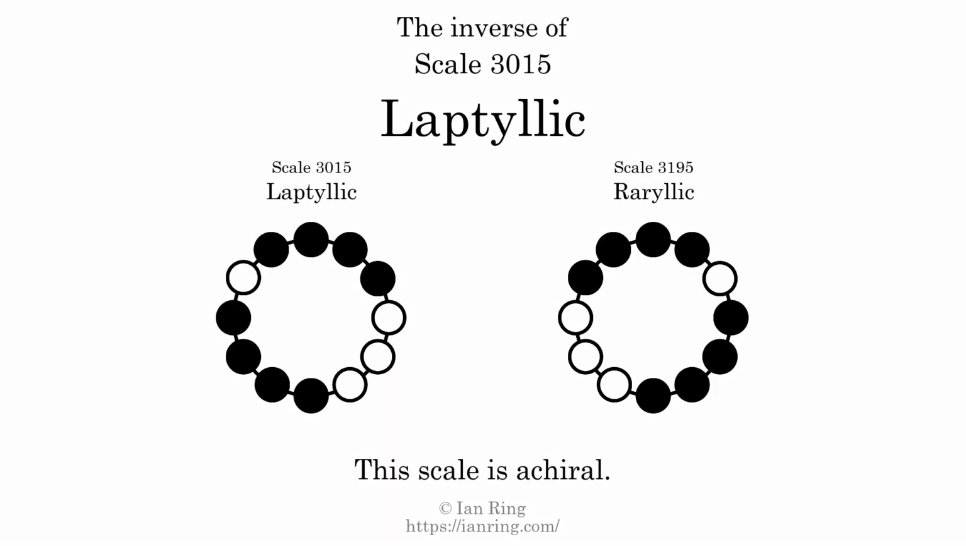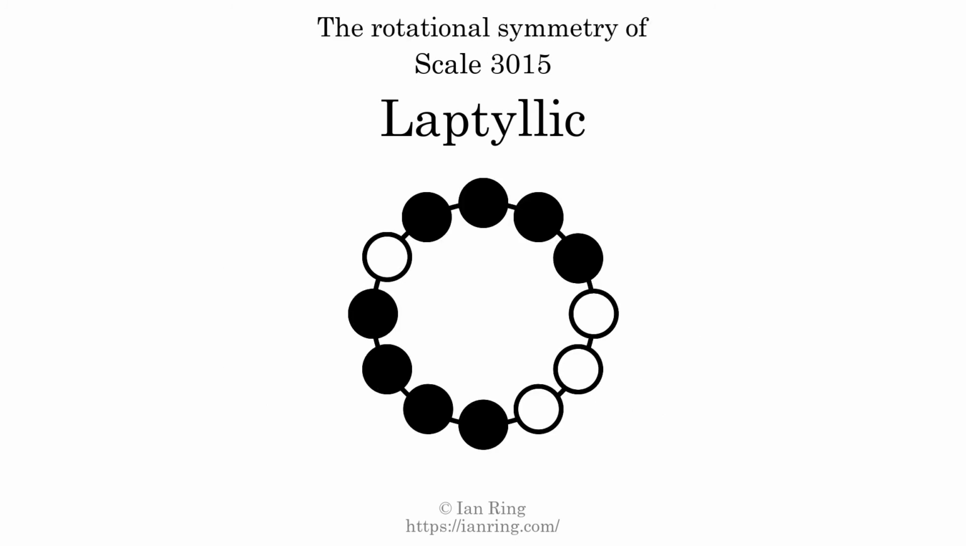The inverse of a scale is a mirror image. It is what you get when the sequence of intervals is reversed. The inverse of this scale is scale 3195, also known as Laptyllic. This scale is achiral, since it can transform into its own reflection by a rotational transformation. This scale has no rotational symmetry.